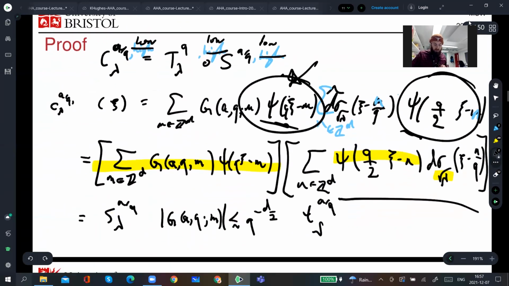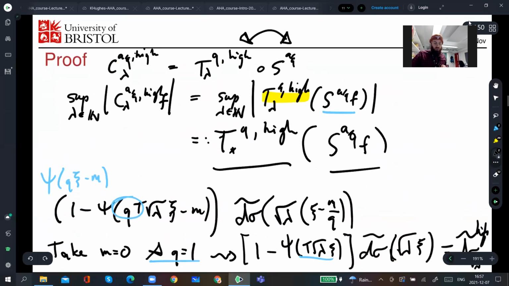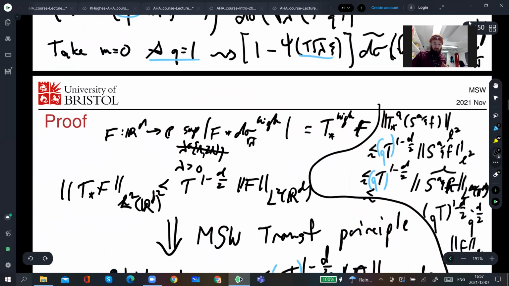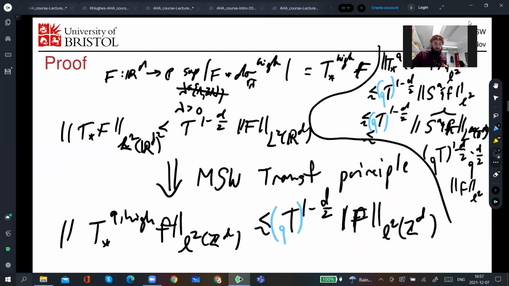Let's press on. Wait, are there any questions on that so far? I messed up a little bit the explanation of how to do the high parts.